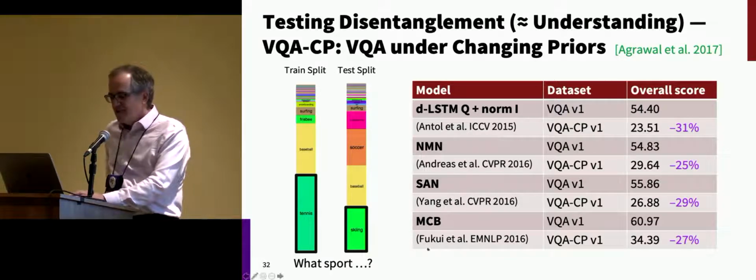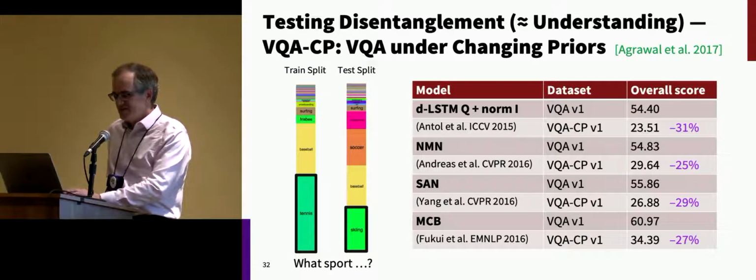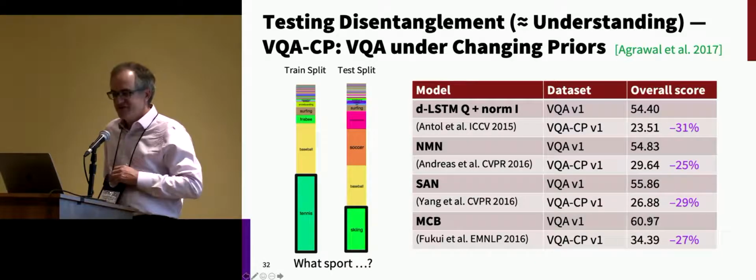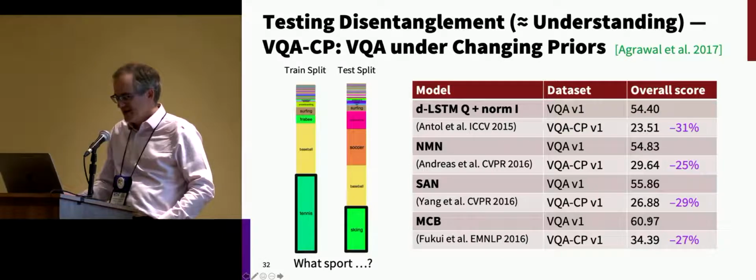And what she and her colleagues showed is that models of VQA available at that time fell apart once you changed this distribution. So Jacob Andreas's neural module networks or the stacked attention networks, their performance dropped basically by half once you changed the distribution between train and test.